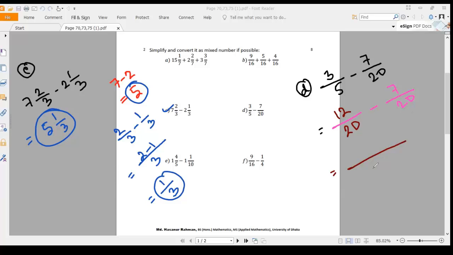Then how can we solve it? We can solve it by subtracting the numerators. So the numerator is 12 minus 7, okay? And 12 minus 7 will be 5. So 5 by 20. Now we have to convert it to the lowest term by dividing both numerator and denominator by 5, okay? So 5 1s are 5, 5 4s are 20.